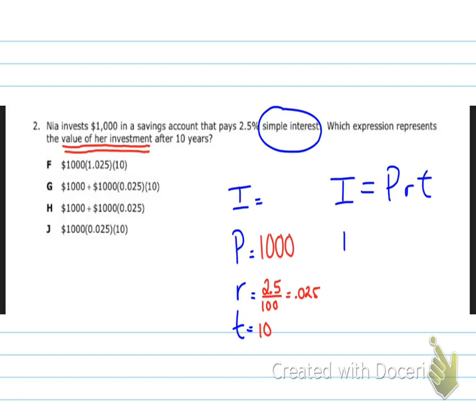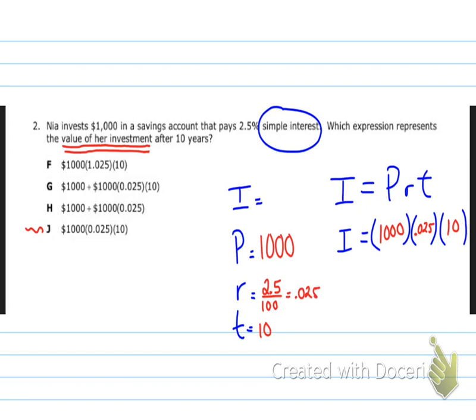Right now, I'm going to go ahead and do my setup. My setup is 1,000 for P, 0.025 for R, and T is 10. Now, I'm really tempted to pick an answer of J. Notice J matches it perfectly. However, this question is asking for the value of her investment.